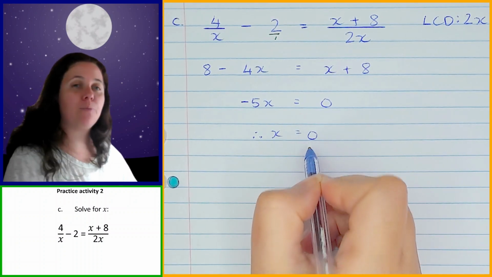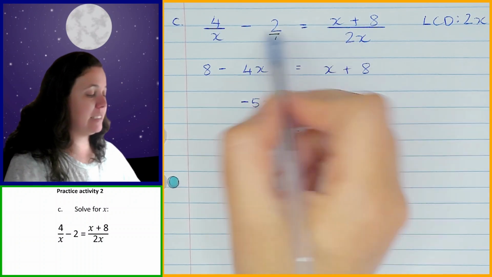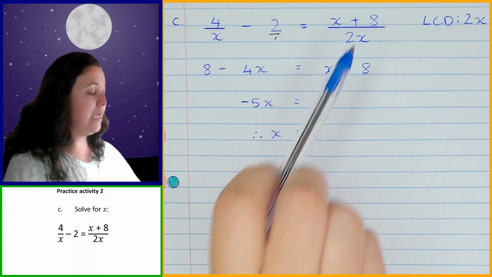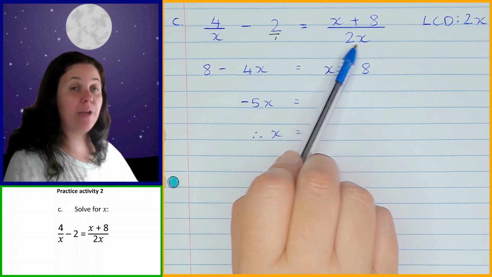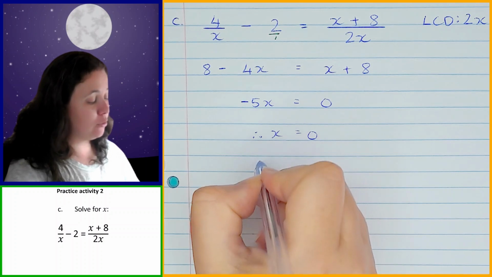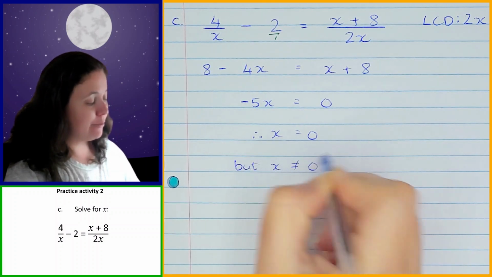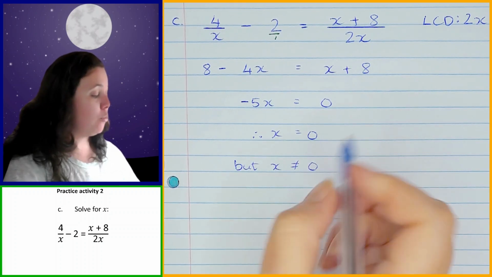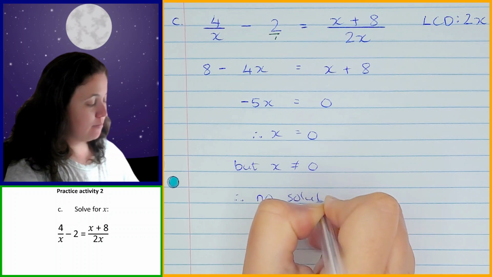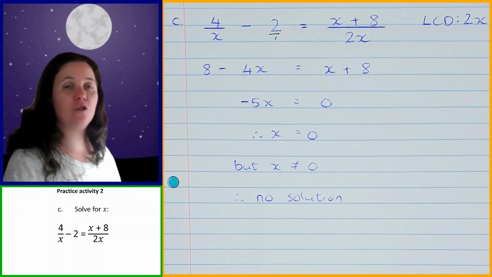Now over here, I've got a problem, because if x is 0, my LCD or any of these denominators are going to be a problem. Here I'm dividing by x, so I'd be dividing by 0. Here I'm dividing by 2 times x, so if x is 0, I'm dividing by 0 as well. So that means that x cannot be equal to 0, because it means that I'm dividing by 0. So there is no solution. So that you should have got for question C, that there is no solution.